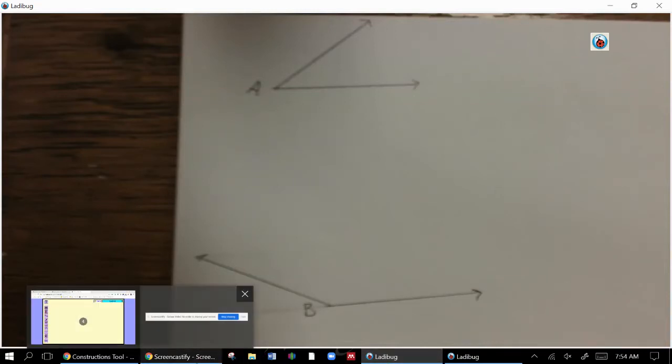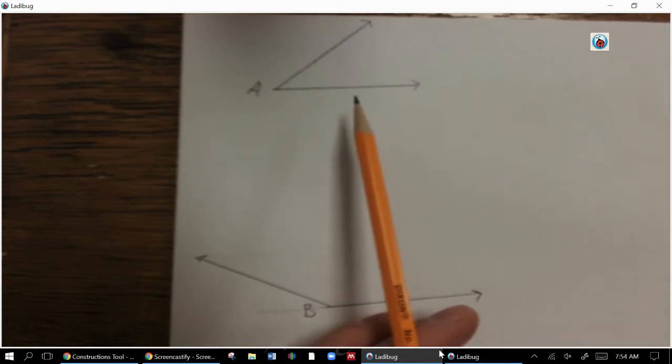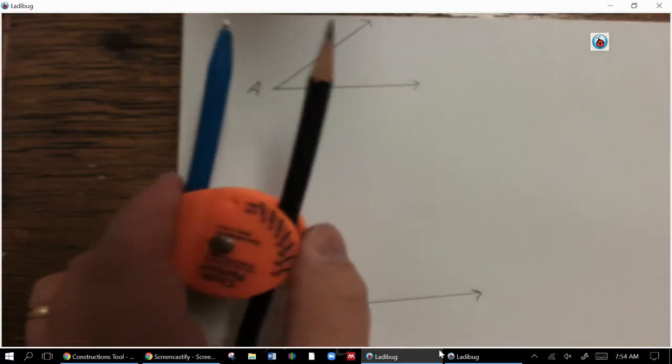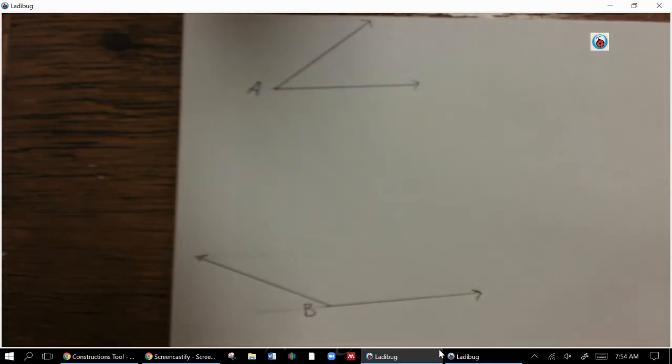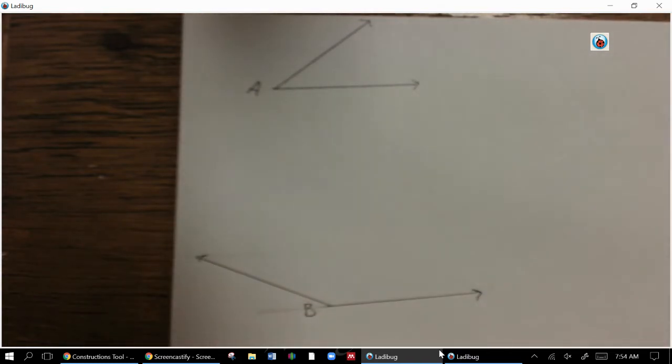Okay, so this video is going to talk about how to copy an angle using our compass and our straight edge. We'll also talk a little bit about why this works, and then I'll show you how to do it also on the computer. Remember, the steps for this are the same between doing it on paper or doing it on the computer. It doesn't really make much difference, but it does look a little different.